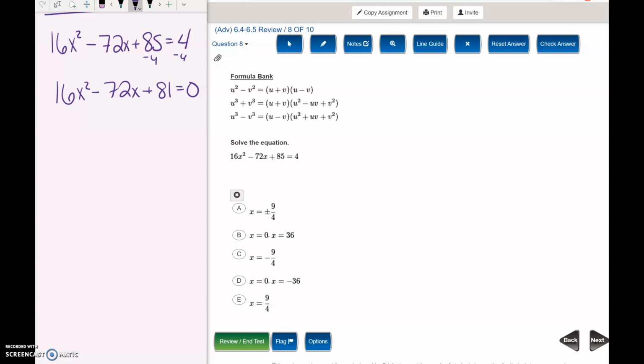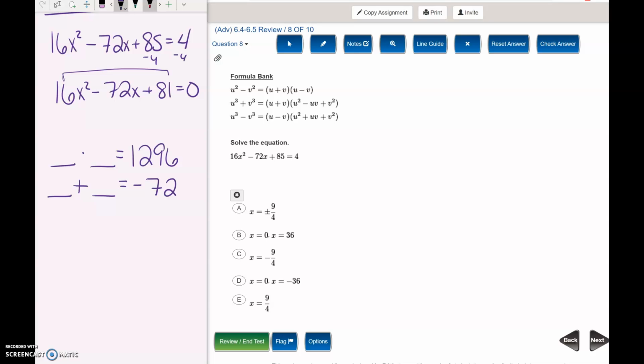Unfortunately, these three terms do not have anything in common. So you do have to multiply 16 times 81. So you're looking for two numbers that multiply to give you 1,296. Those same numbers have to add up to negative 72.